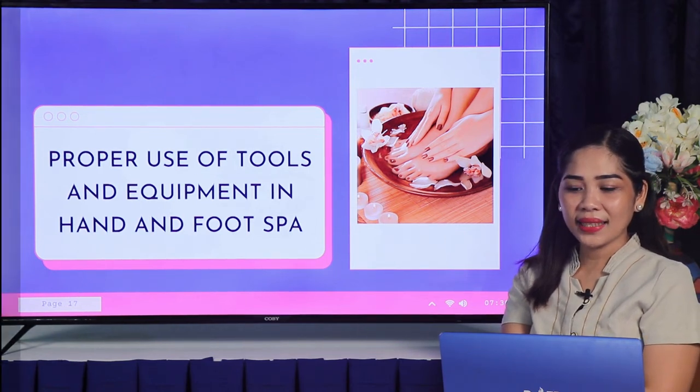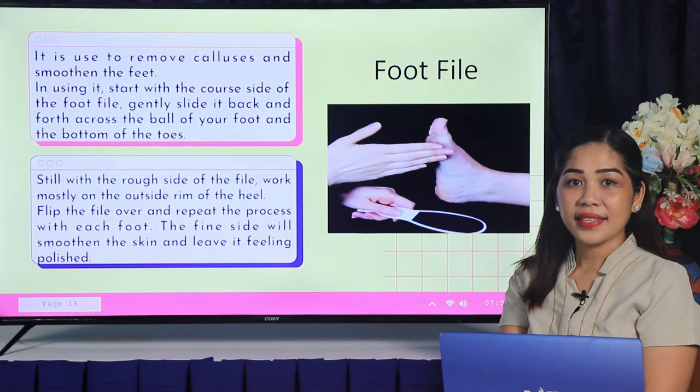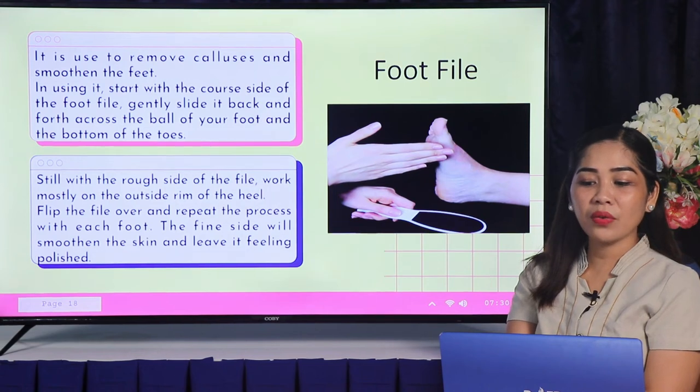Are you now ready? Can you still remember the use of the foot file as discussed in the previous episode? Yes, it is used to remove the calluses and smoothen the feet.